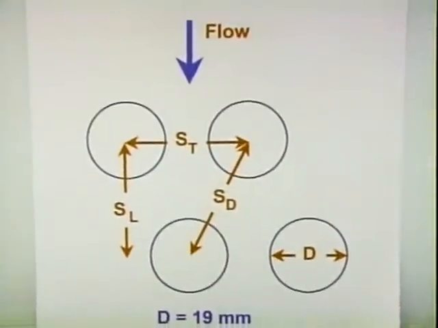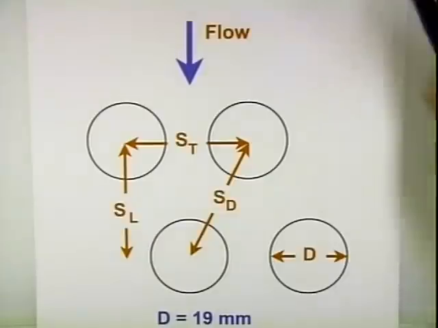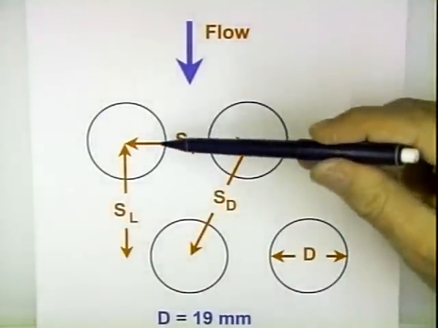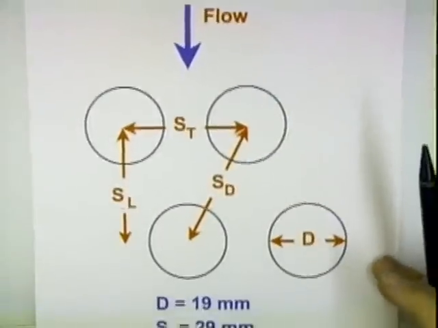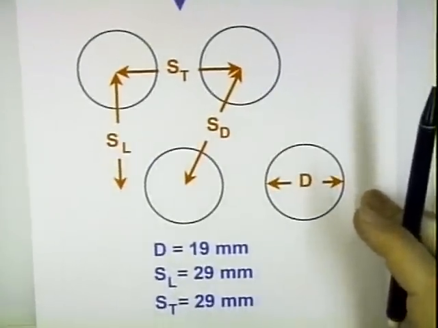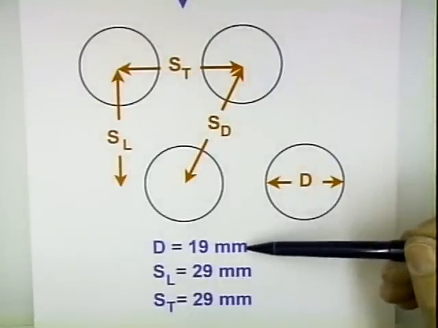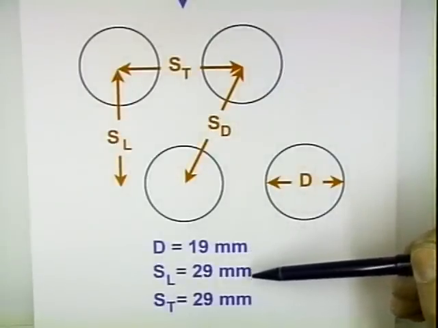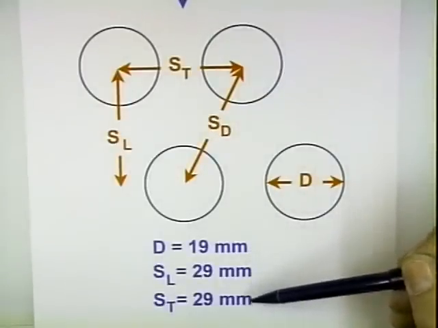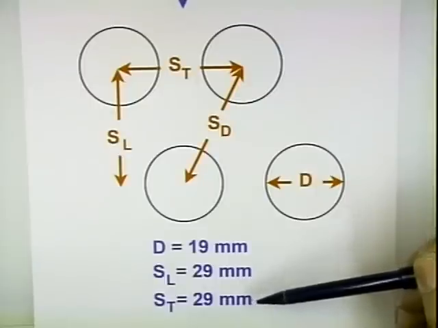Okay, so what I've chosen is a staggered design. We have flow coming in from the top, so I'll put our dimensions on here, and then I've just chosen some dimensions down here at the bottom. I said we'll pick a diameter of 19 millimeters, a longitudinal pitch of 29, and a transverse pitch of 29, and we'll just see if that works.